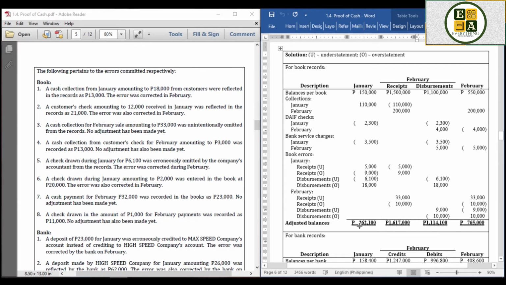For January, we have 262,100. For February receipts, we have 1,617,000. For disbursement, we have 1,114,100. And for February column, we have 765,000. Okay? Concept, kailangan yung adjusted balance na to for books, the same doon sa adjusted balance ni bank. So, to do that, to check, we have to proceed with bank records.